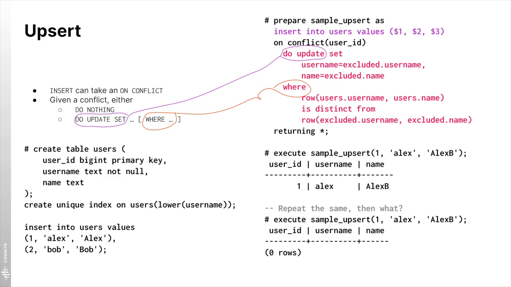So in the first execution of this prepared statement that we parameterize, what will happen is, of course, that the insert happens. And then on the second invocation here, we see that we actually get nothing back. And that's because on the second invocation, we do an update that happens to set exactly the same values. So the insert on conflict action effectively becomes do nothing, and that will not return anything.